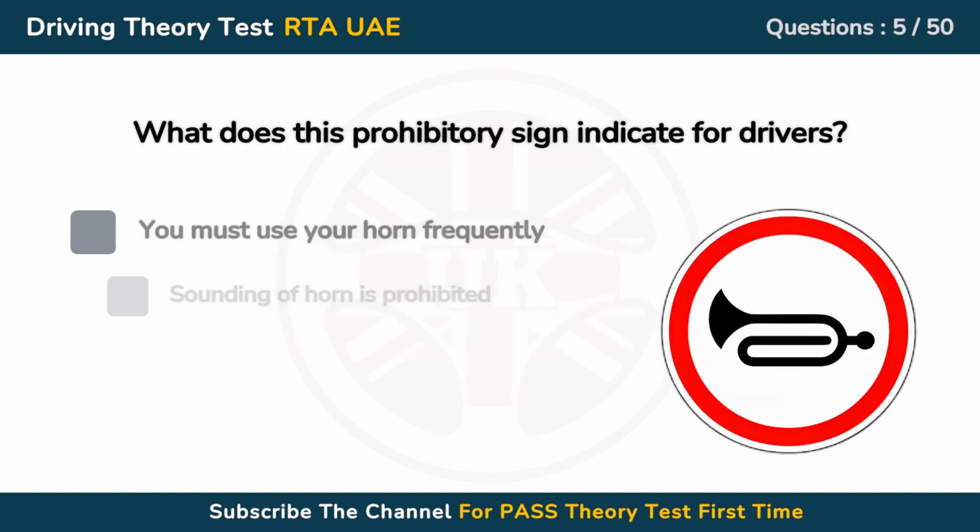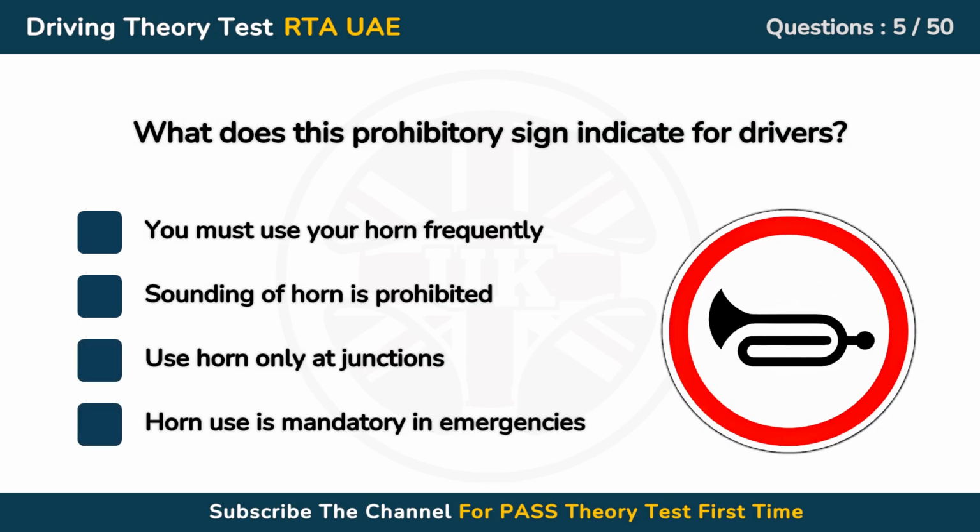Question 5. What does this prohibitory sign indicate for drivers? A. You must use your horn frequently. B. Sounding of horn is prohibited. C. Use horn only at junctions. D. Horn use is mandatory.